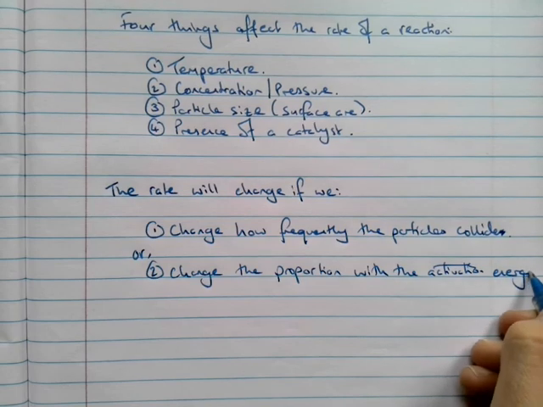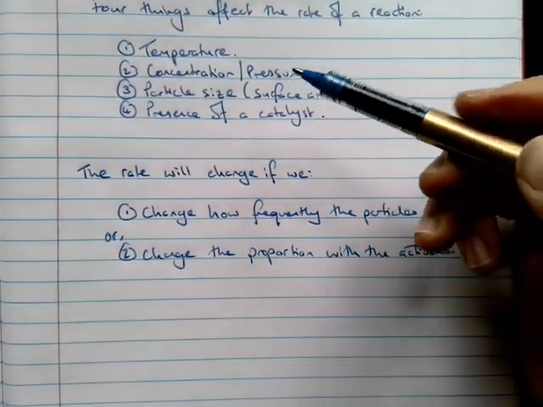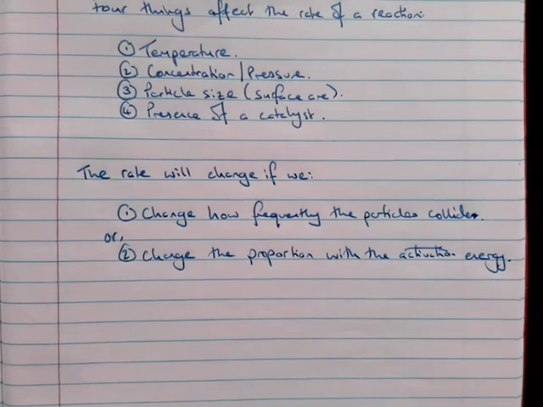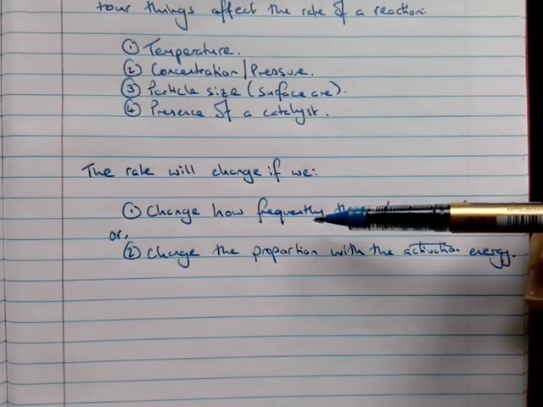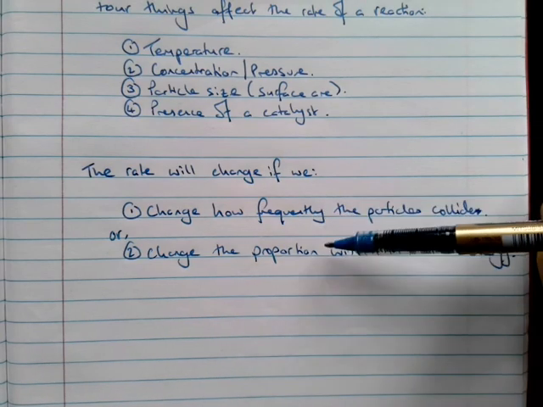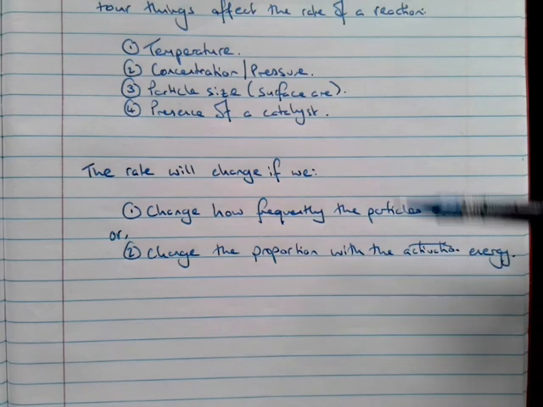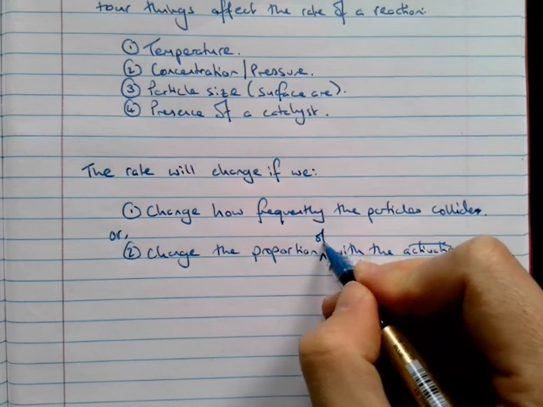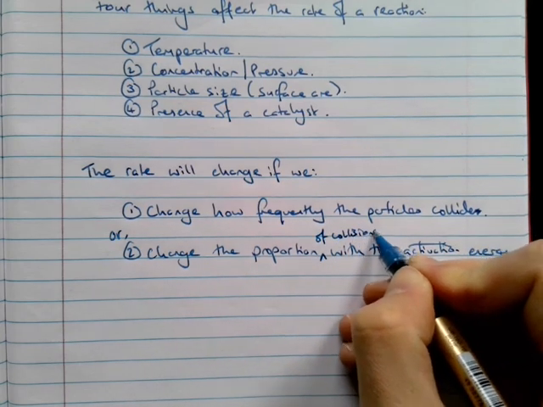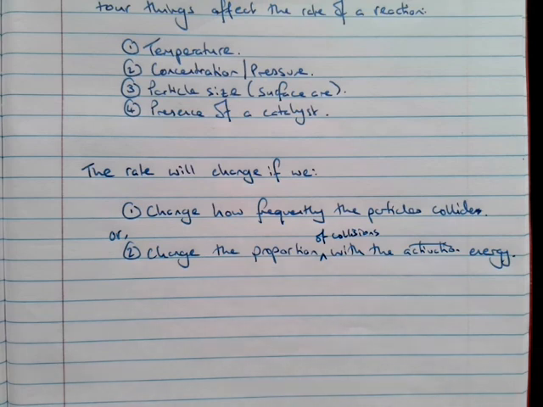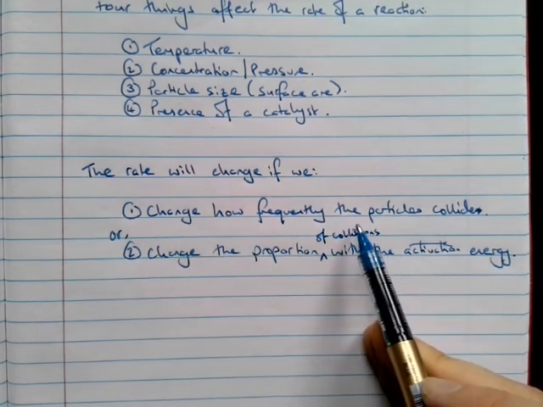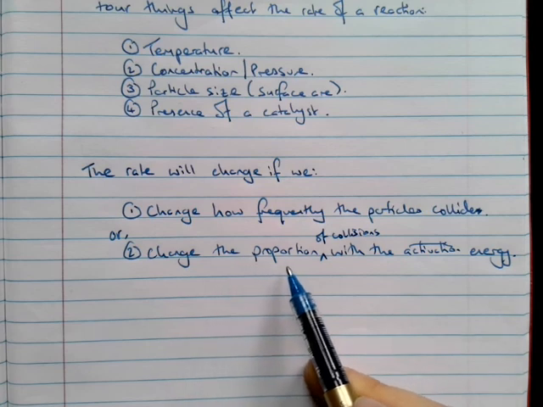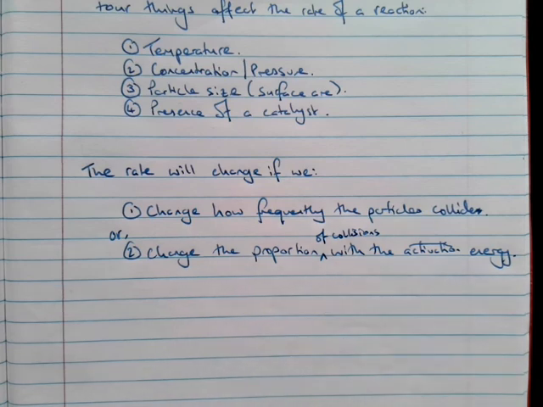So, when we're thinking about each of these four different factors, temperature, concentration, particle size, and presence of a catalyst, we're going to think, does it change how frequently the particles collide? Does it change the proportion of collisions with the activation energy? And if it does change one of those, it will affect the rate of a reaction. Because if it increases how frequently the particles collide, that will increase the rate, and if it increases the proportion of collisions with the activation energy, that will increase the rate.